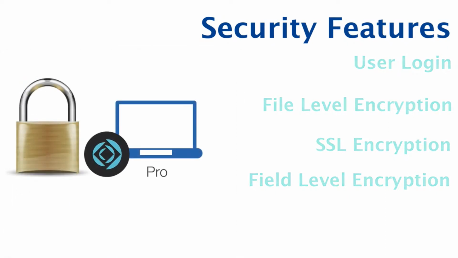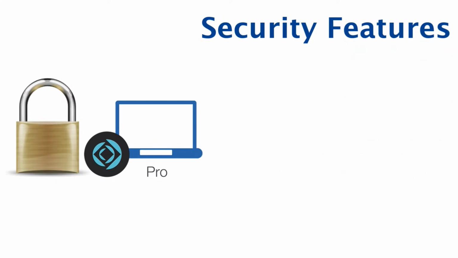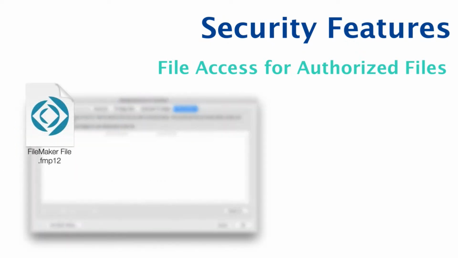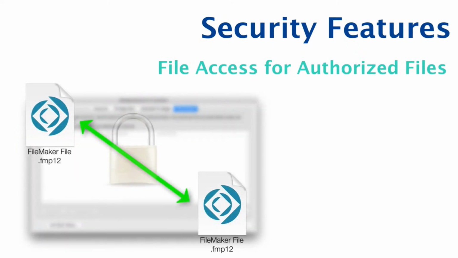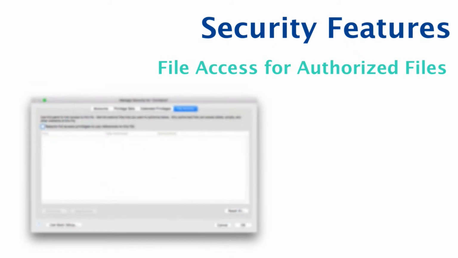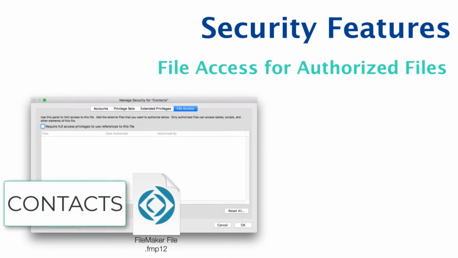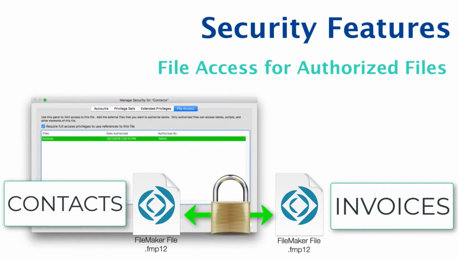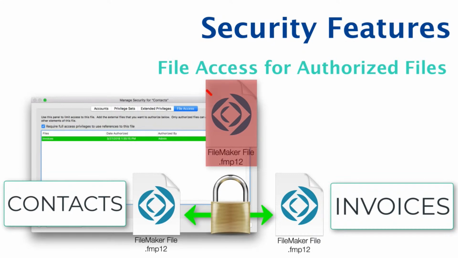Also, there's a number of other security features in the FileMaker Platform, one of which allows developers who are building a solution which has multiple files to allow a FileMaker file to only trust the other files that are part of a solution. So, say for example, you have a contacts file and a separate invoices file. You could actually tell those two files to only trust each other and not allow communication with any third file.